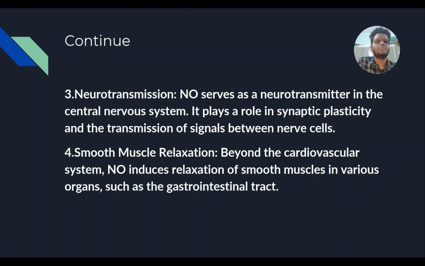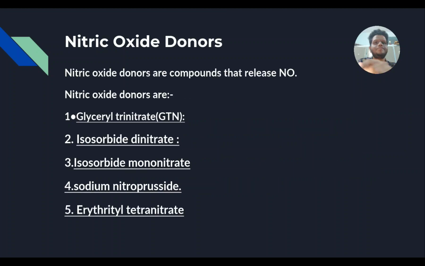Third function is neurotransmission. Nitric oxide serves as a neurotransmitter in the central nervous system. It plays a crucial role in synaptic plasticity and the transmission of signals between various nerve cells. The fourth function is smooth muscle relaxation. Beyond the cardiovascular system, nitric oxide induces relaxation of smooth muscles in various organs such as the gastrointestinal tract.